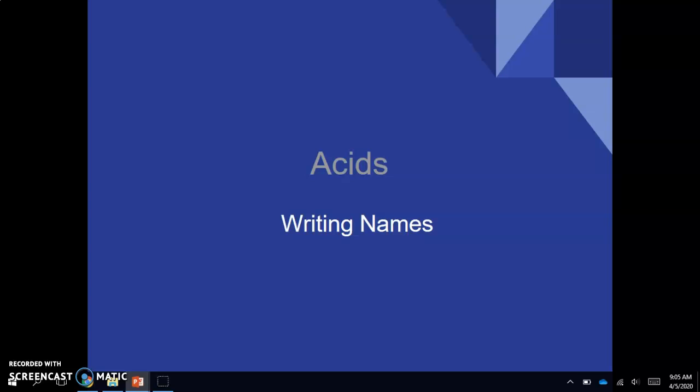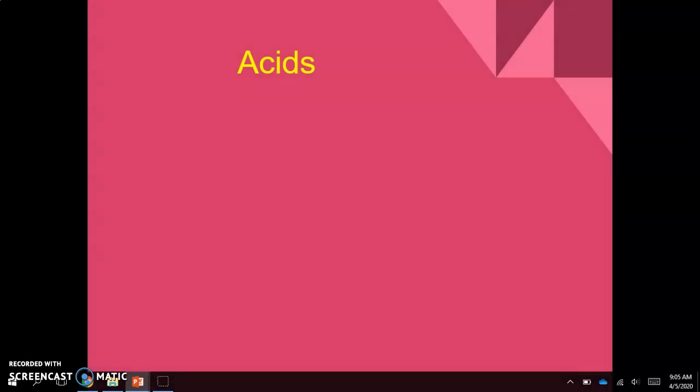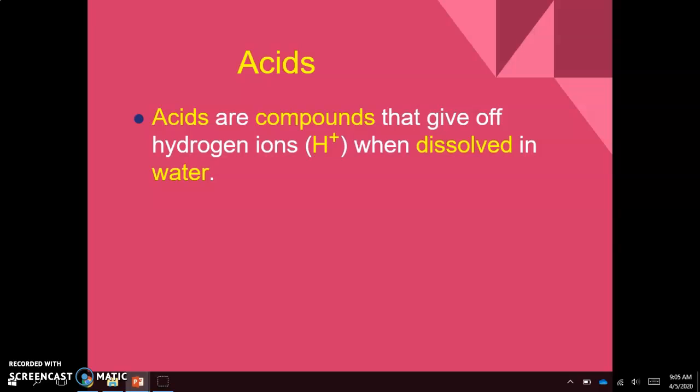So far we have looked at ionic compounds, how to name them and how to write their formulas, as well as covalent compounds. So today, to wrap up Unit 4, we are looking at how to name acids. We're going to start with the basics and say what an acid is. Acids are compounds that give off hydrogen ions, H+, those are cations, when dissolved in water.